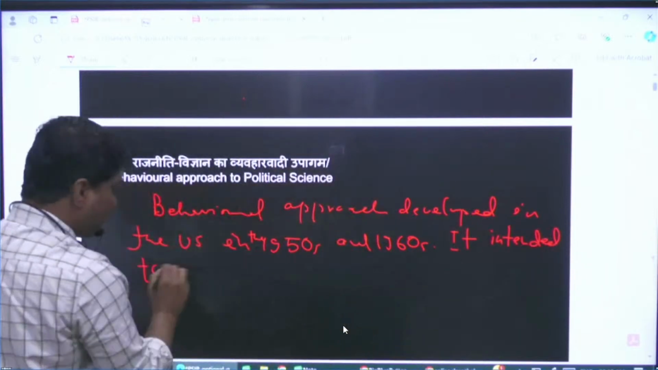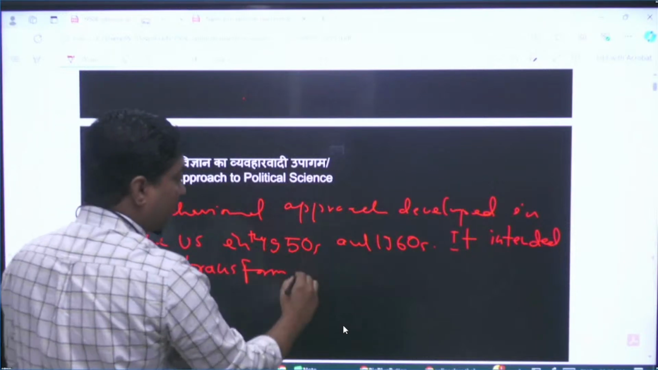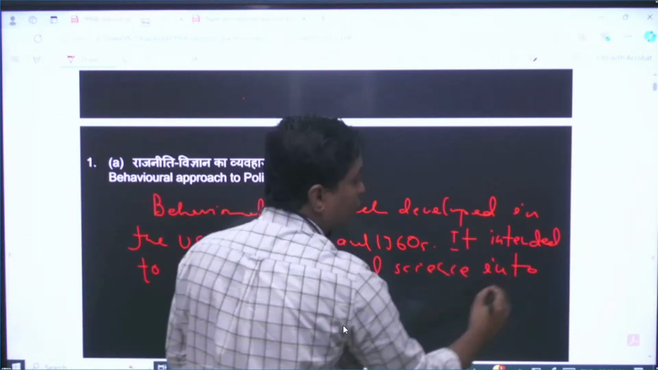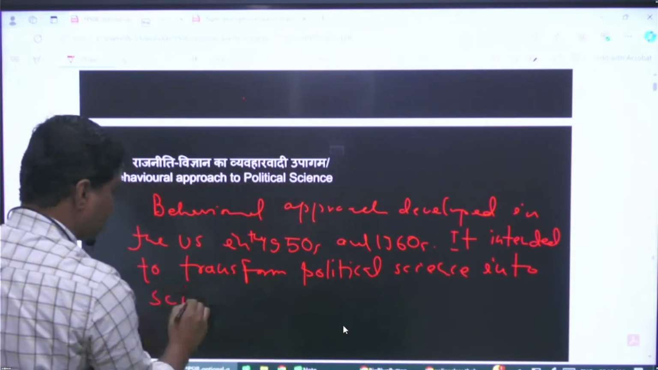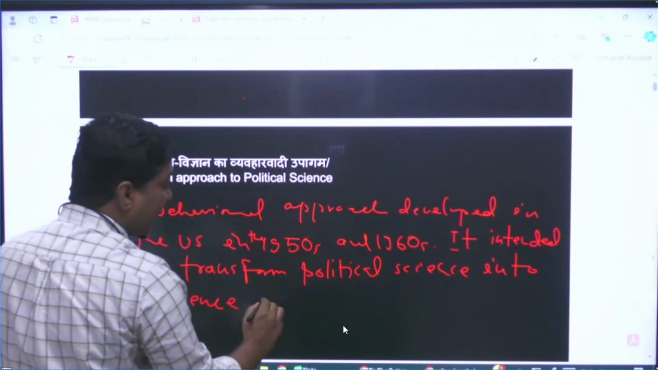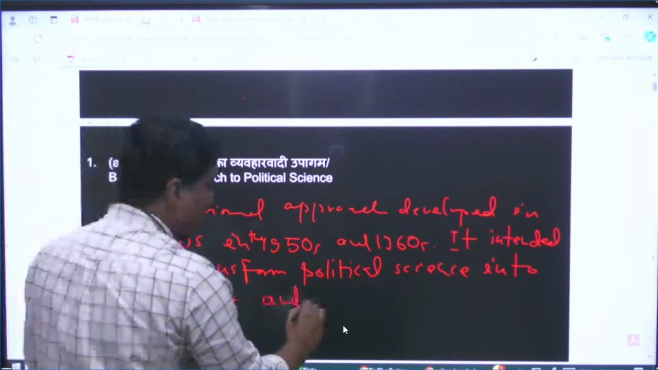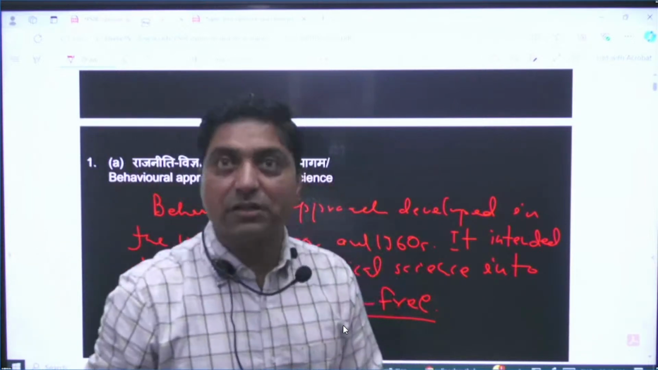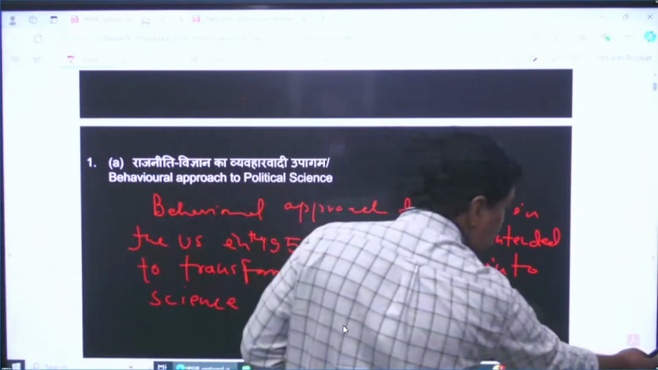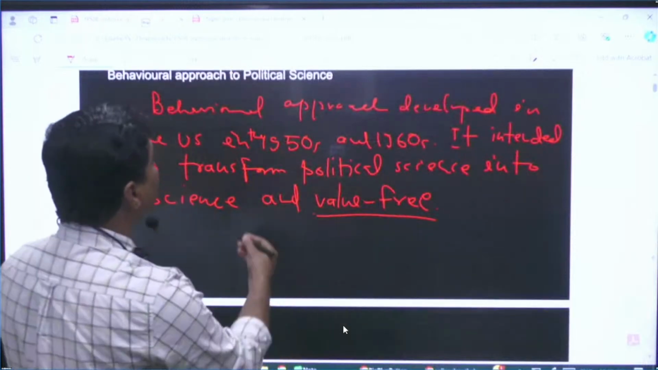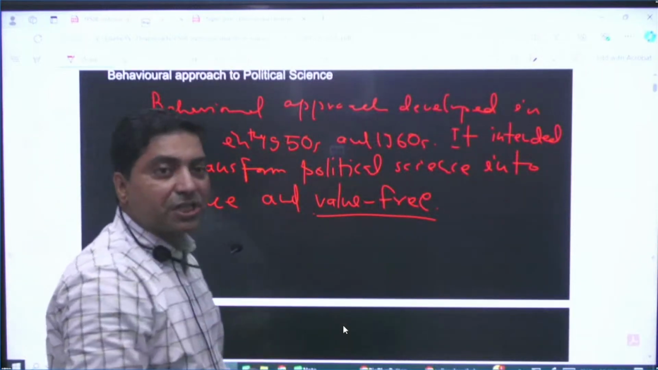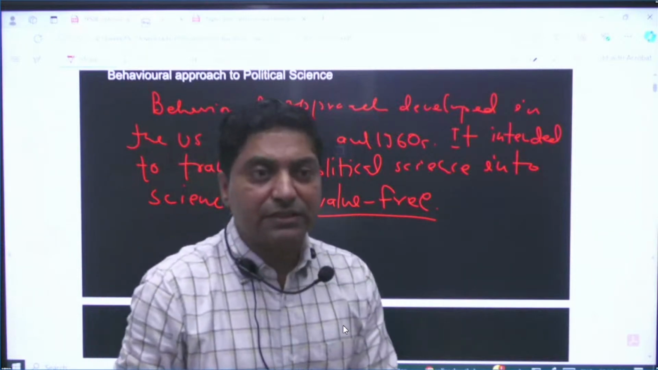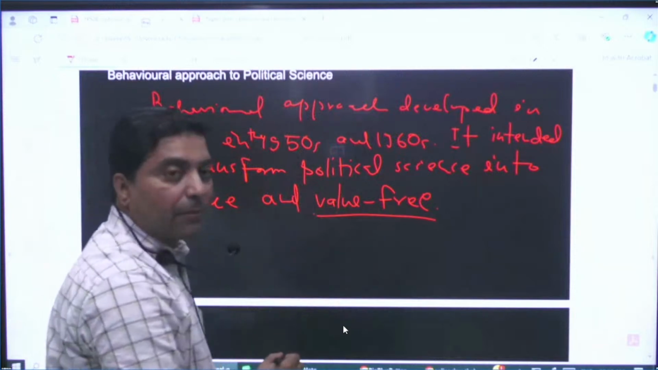It intended to transform political science into science, and value free. So basically it intended to make the social science, political science, value free. Now, you have to talk about the major exponent of behavioral approach. The behavioral approach was initiated by the Chicago School, headed by Charles Merriam, and later on it was David Truman, David Easton, who talked about the behavioral approach to political science.